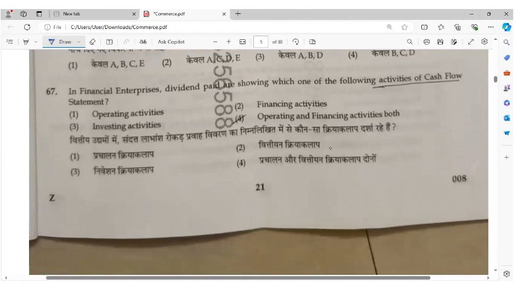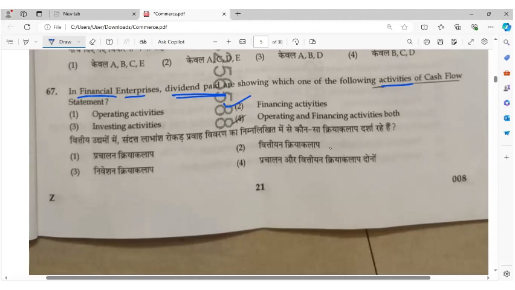Now the next question, that is 67. In financial enterprises, the dividend paid is shown under which one of the following activities of the cash flow statement? You should not just focus on the activity of cash flow. Here one thing is given, that is financial enterprises, and it is related to dividend paid. When the dividend payment is shown in the cash flow statement, it is related to financing activity, not operating activity and not investment activity. It is a financing activity because the company has to pay the dividend.